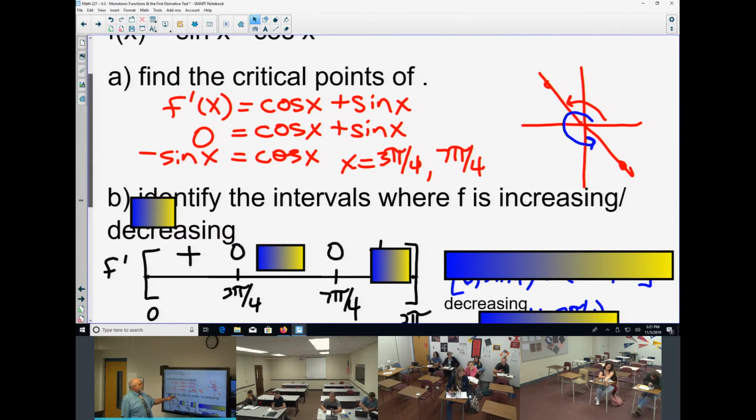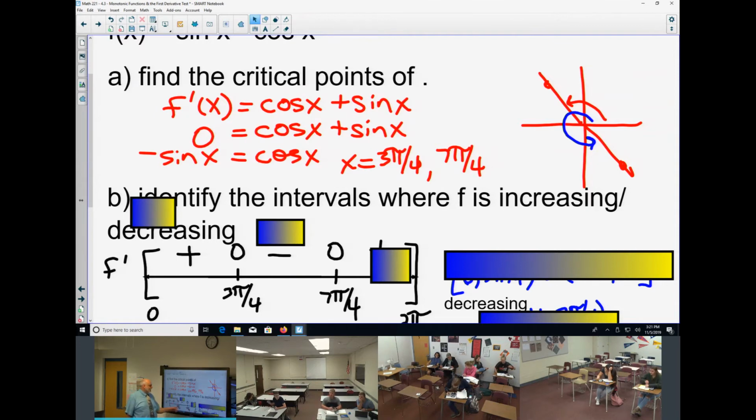But here, if I plugged in pi, what's the cosine of pi? Negative 1. And the sine of pi? 0. So negative plus 0, this has got to be negative.